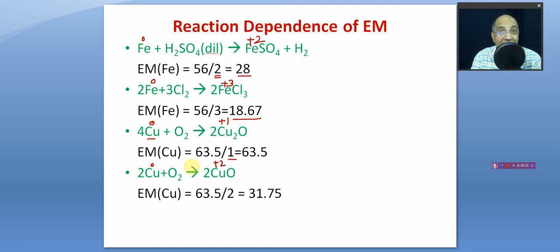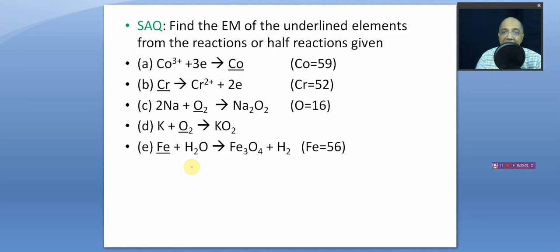You understand the logic why? If 2 moles of electrons are lost for 1 gram atomic mass, or 1 mole of copper atoms, that is 63.5 grams, then 1 mole of electrons, 1 Faraday charge, will be involved in the production or discharge reaction of half of 1 mole of copper. So it is gram molar mass by 2 in this case.